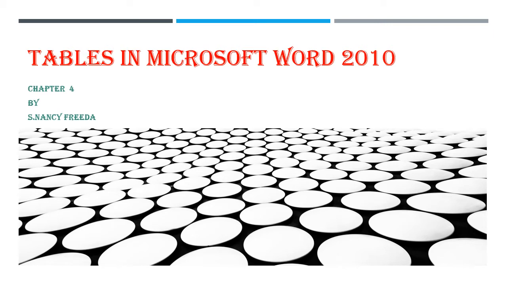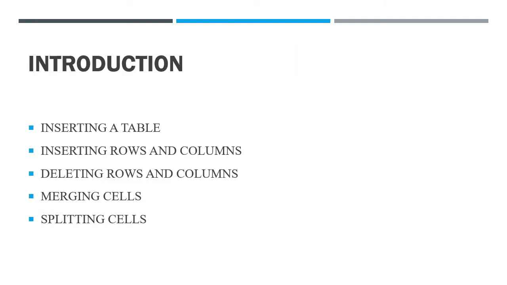Let's start the class. Today we are going to learn some interesting topics from tables in Microsoft Word 2010 in chapter 4. Now you all take your textbook and turn to page number 52. In this slide, we are going to see the topics of today's class learning.